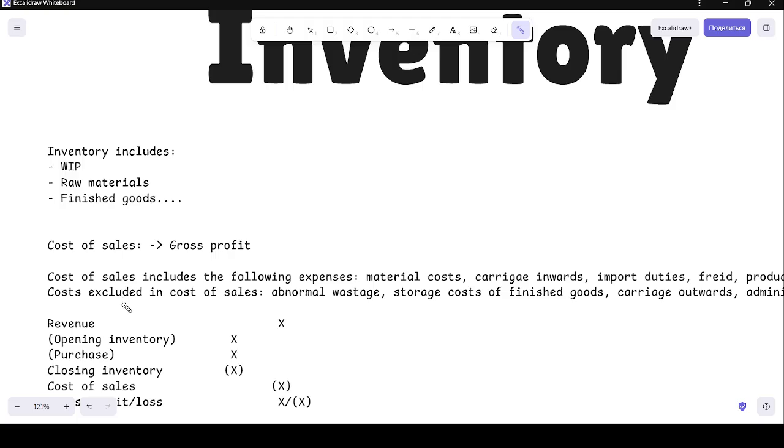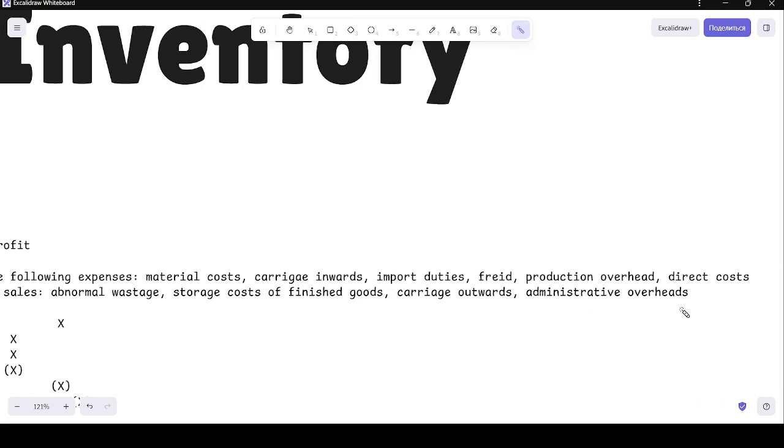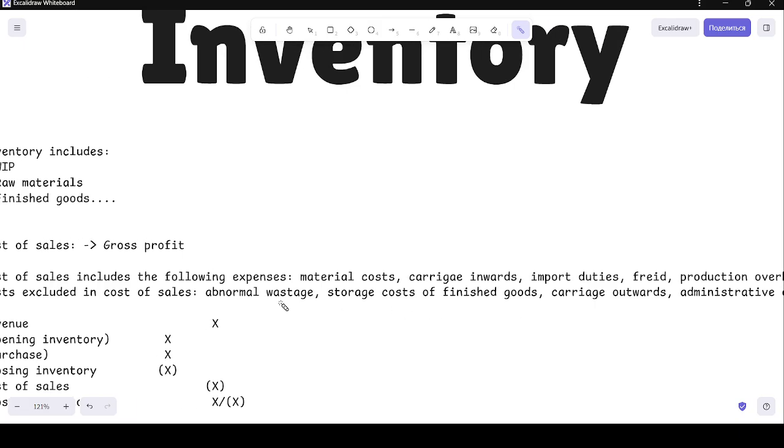There are also some expenses that we exclude from our cost of sales: abnormal wastage, storage cost of finished goods, carriage outwards, and administrative overheads. For example, what is abnormal wastage? In the production, we spilled extra oil. This is abnormal wastage. Storage costs of finished goods: if we finish our production and our goods are finished, their storage costs are not our cost of sales.